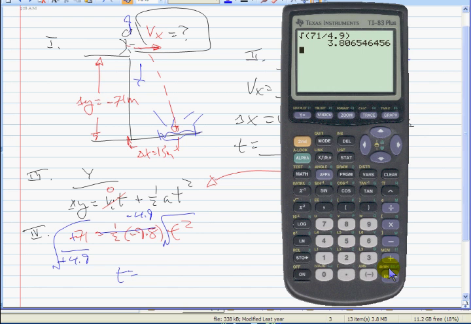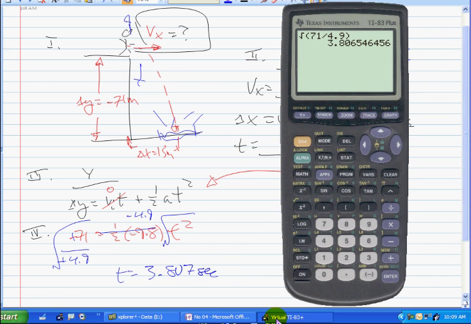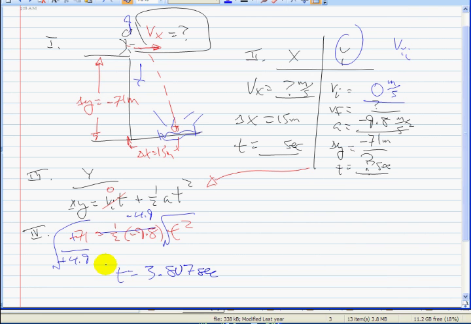So it's about 3.807. I'm going to keep a couple decimal places till the end. 3.807 seconds. Let me make sure I got that right. 3.807. Yep. Seconds is the time in the air. So I'm about 4 seconds in the air. There we go. 3.807 seconds. And now we can finish this problem by going in the x direction.